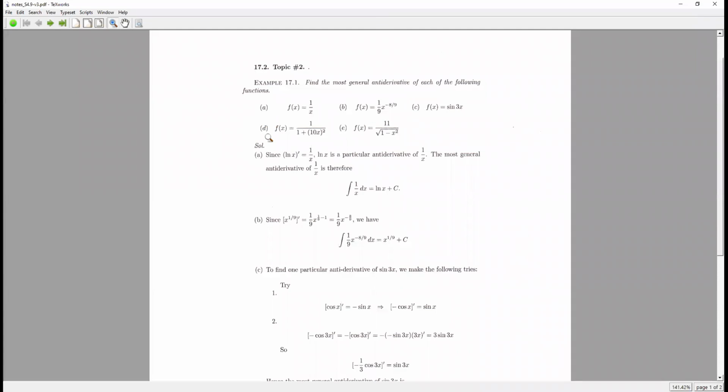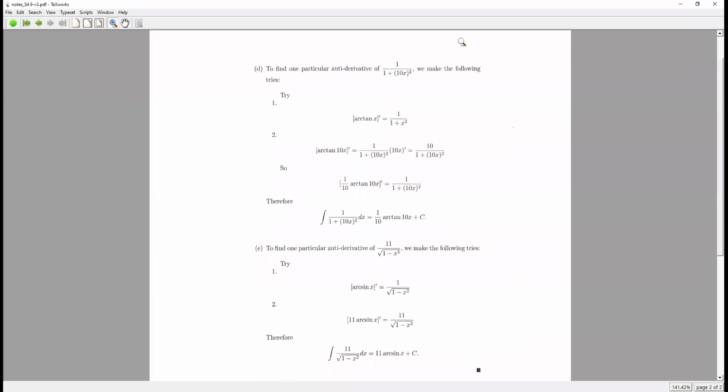Part D. Find the indefinite integral of this function. To find one particular antiderivative of the given function, we make the following 2 tries. We first try arctangent. By formula, the derivative of arctangent is 1 over 1 plus x squared. This function is close to the given function. Now, the second try.